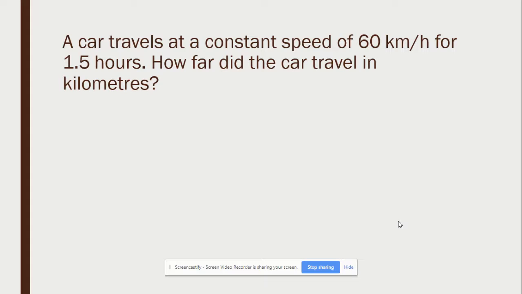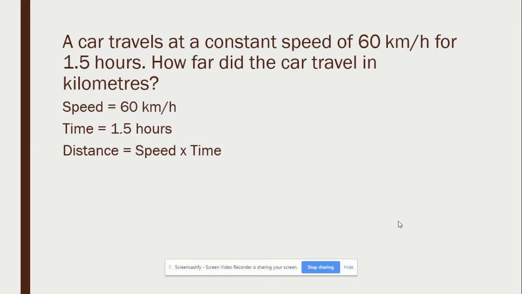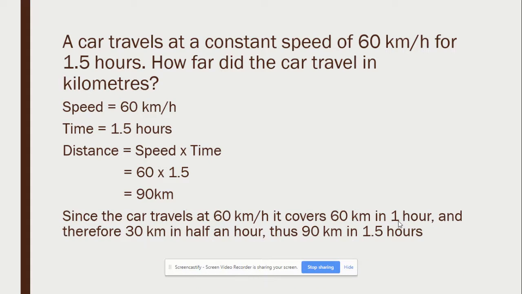So a car travels at a constant speed of 60 kilometers per hour for 1.5 hours. How far did the car travel in kilometers? Remember, we said we have to times them together. So the speed was 60 kilometers per hour. Our time was 1.5. Distance is equal to speed times time. Multiply them together, you get 90 kilometers. That's how far the car travels.